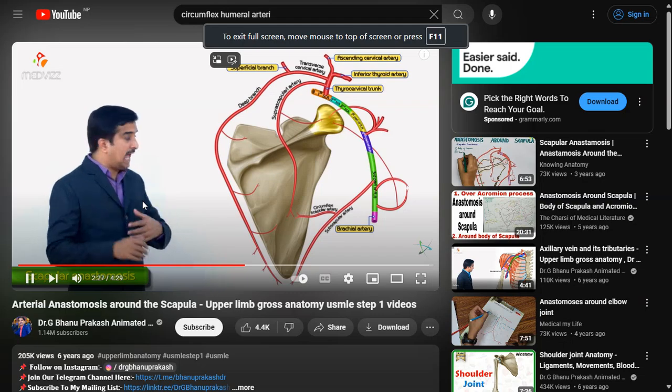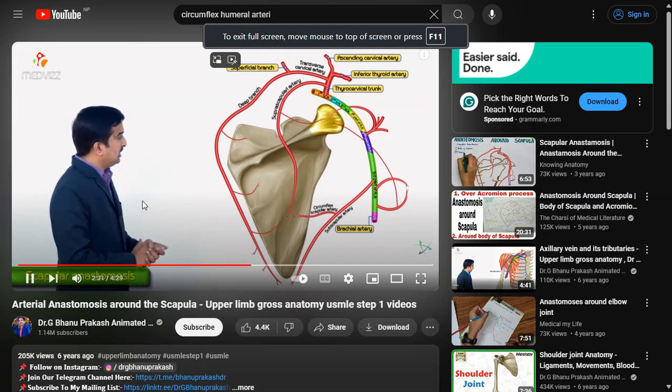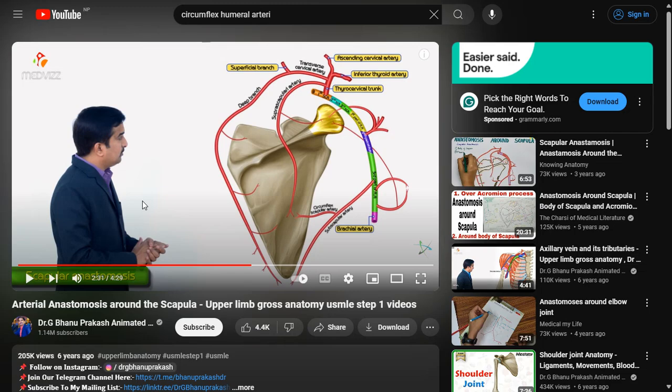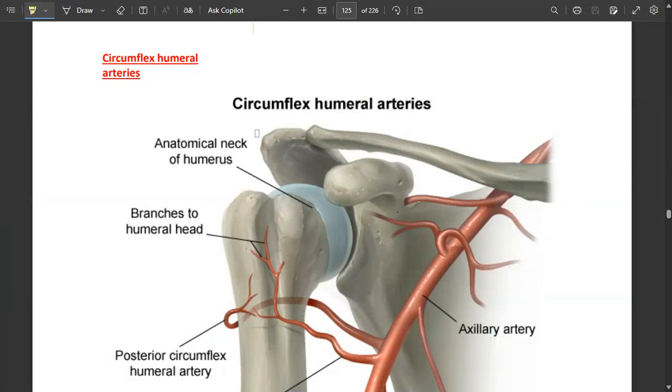And then we see anastomosis around the acromial process of the scapula. Anterior anastomosis is the... Sorry, I don't think this was the video that we had thought of, but rather let's just talk.